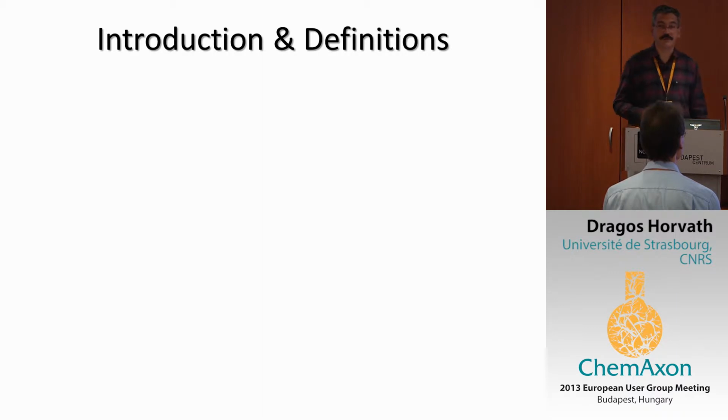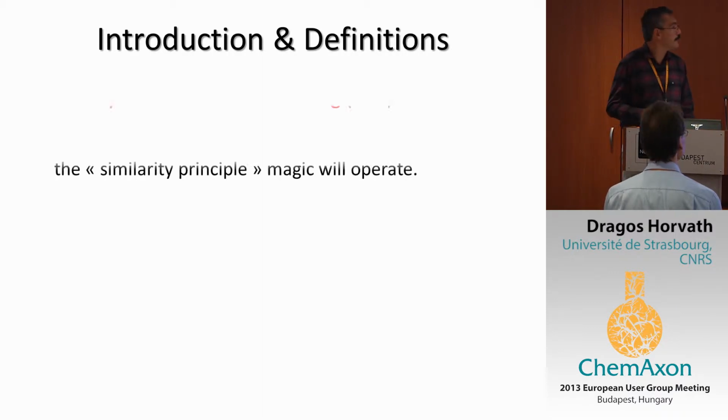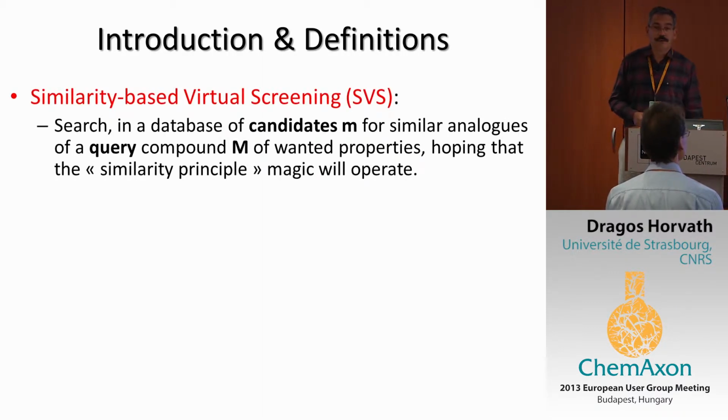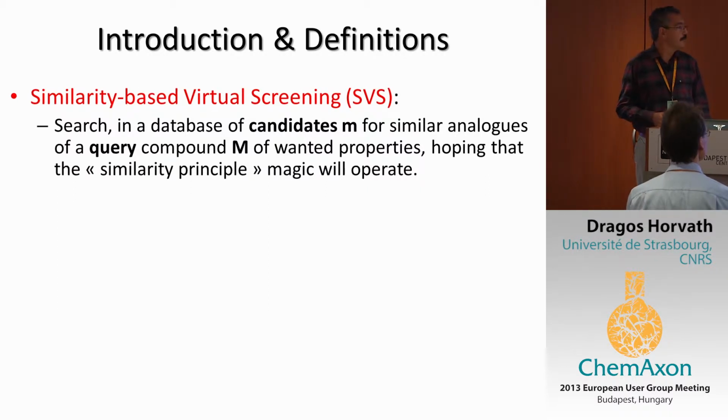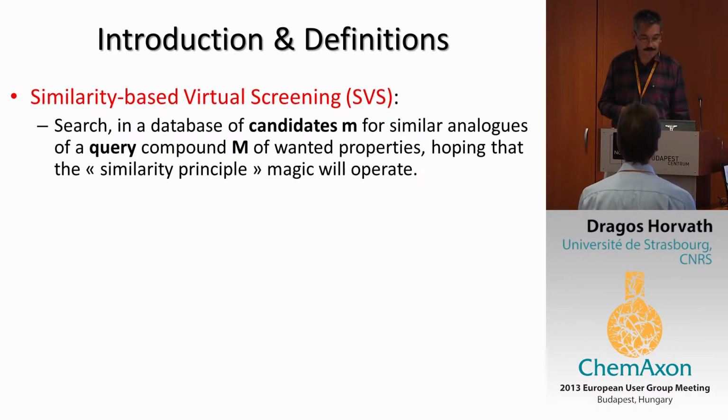Okay, so just a quick wrap-up for the chemoinformatician, nothing new. It's a site for similarity-based virtual screening. We all know what it means. We'll have a query, capital M, a bunch of candidates, and the query is active, and we hope that the similarity principle will fish out actives as well.